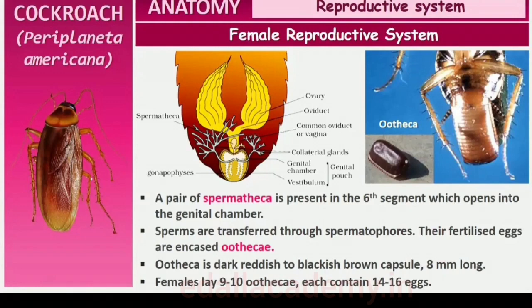Sperms are transferred through spermatophores. Their fertilized eggs are encased in capsules called ootheca. Ootheca is a dark reddish to blackish brown capsule, about 3/8 inch, 8 mm, long. They are dropped or glued to a suitable surface, usually in a crack or crevice of high relative humidity near a food source. On an average, females produce 9-10 oothecae, each containing 14-16 eggs.